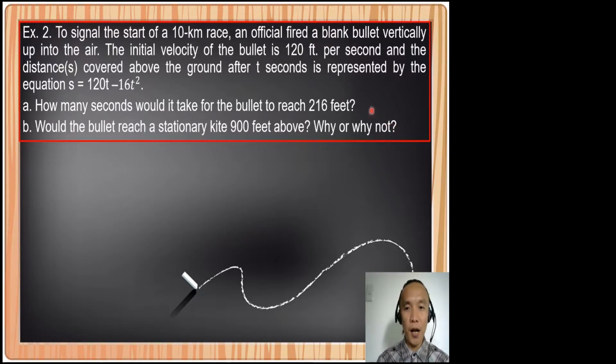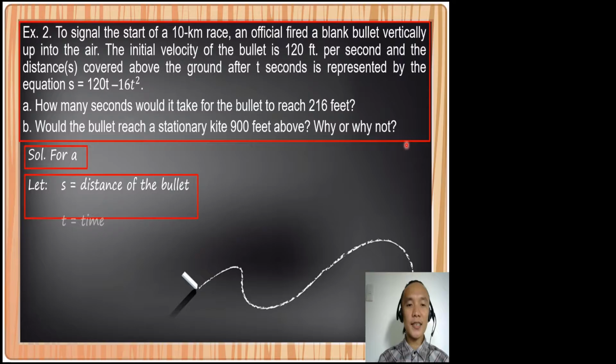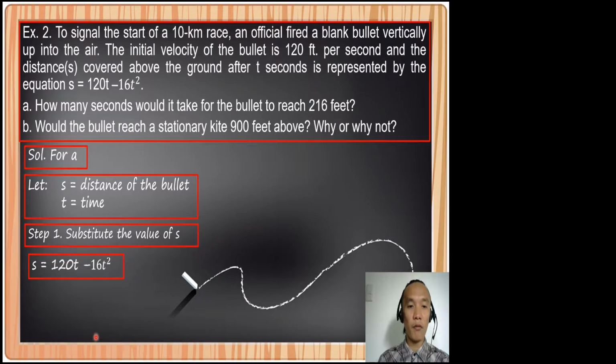What is asked in the problem is, letter A, the time it would take to reach the height of 216 feet, and letter B, would the bullet reach the stationary kite 900 feet above the ground? Why or why not? So let's have our solution A. Let s be the distance of the bullet and t will be the time. So our distance for letter A is 216 feet. So we are now going to substitute this 216 into our equation.